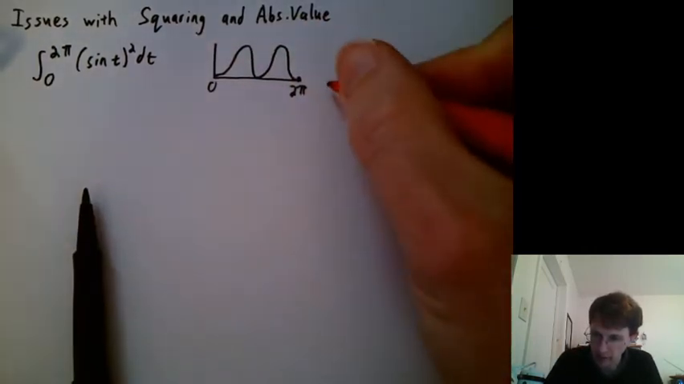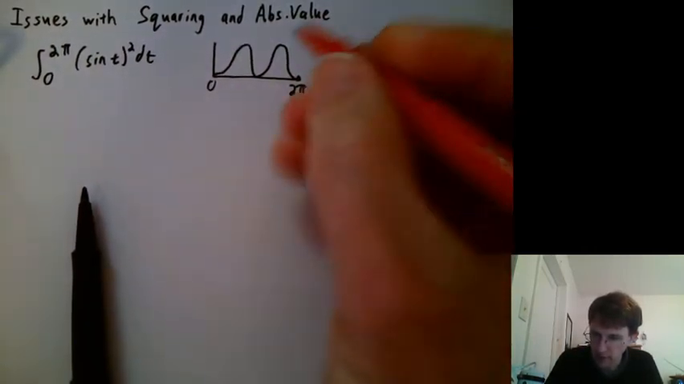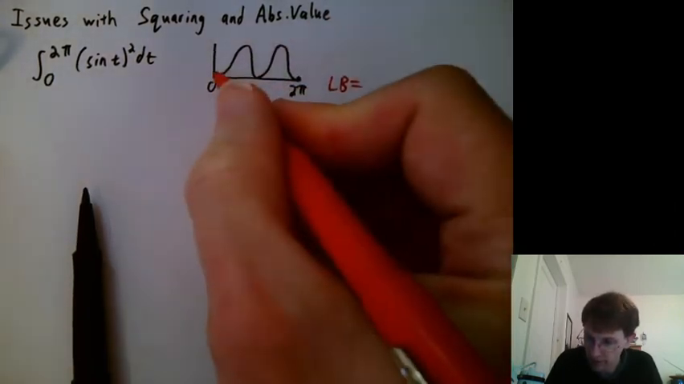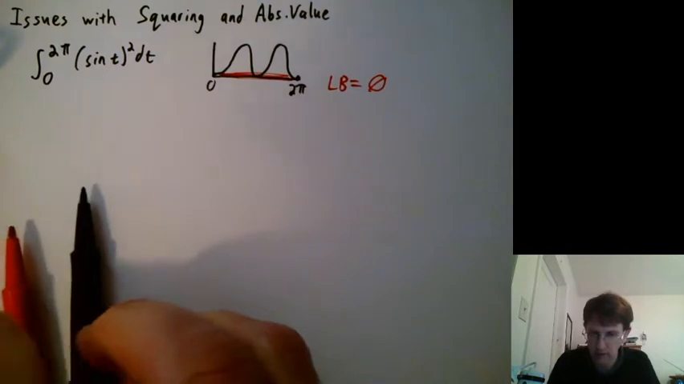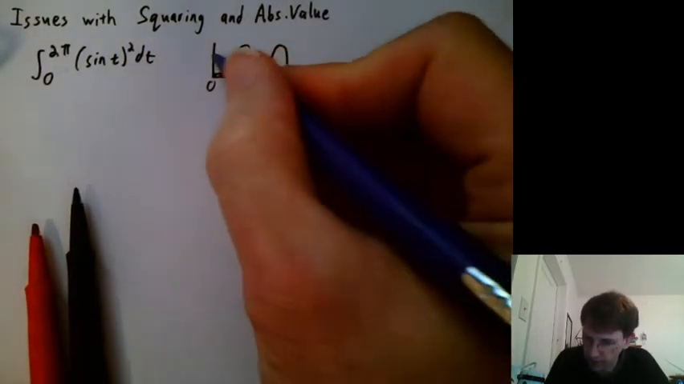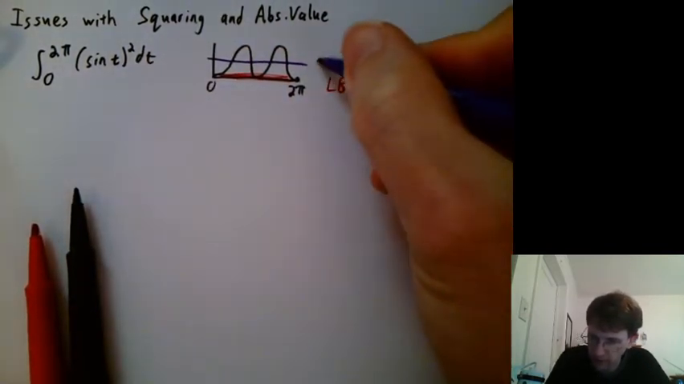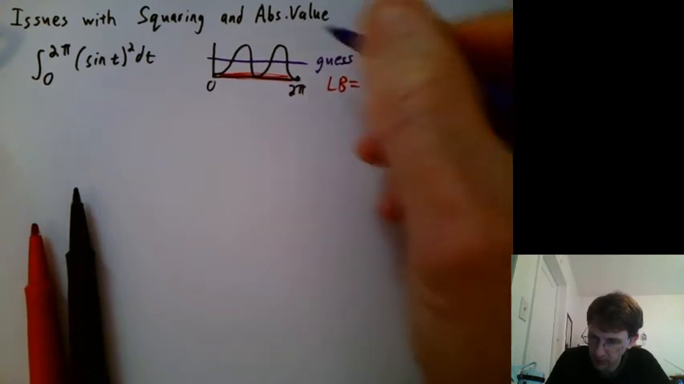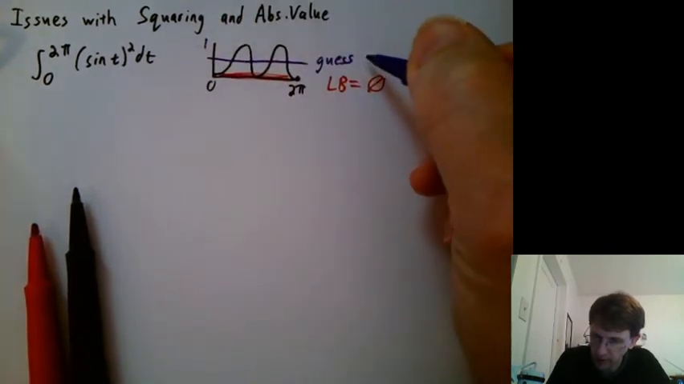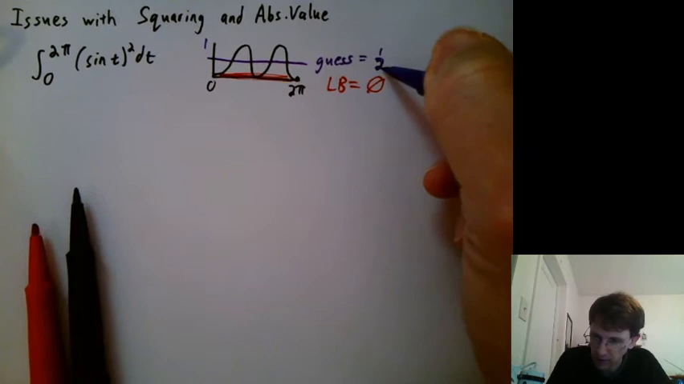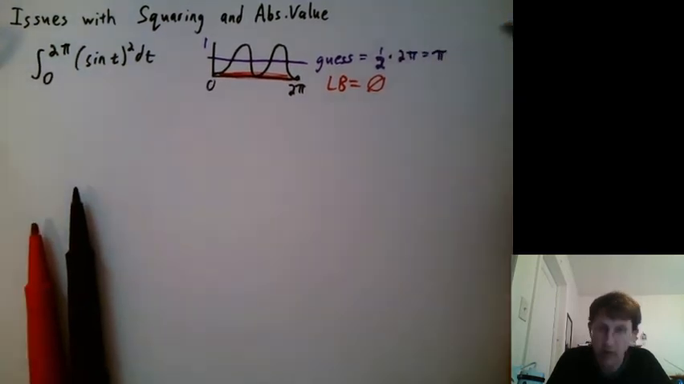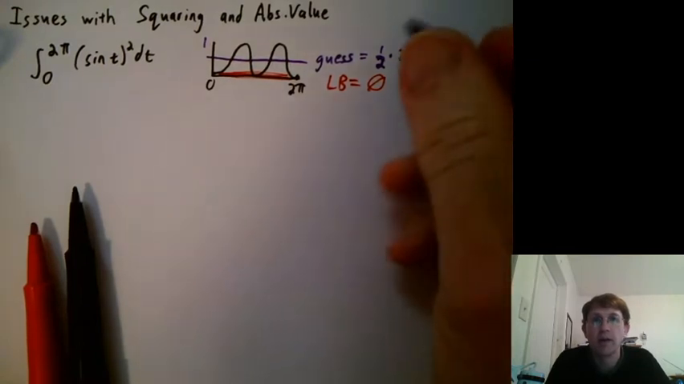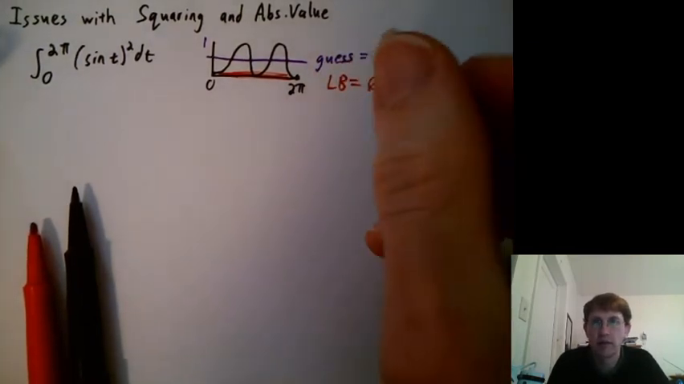There's a graph of it. What would you say a lower bound is? Well, the smallest value the function ever takes on is 0, so a lower bound of 0 seems to work. We'll skip the upper bound, it's kind of obvious. A guess, and this is a height of 1 here, a guess might equal a height of a half times 2 pi, or a total value of pi. And it looks like the guess would be at least pretty close to right.